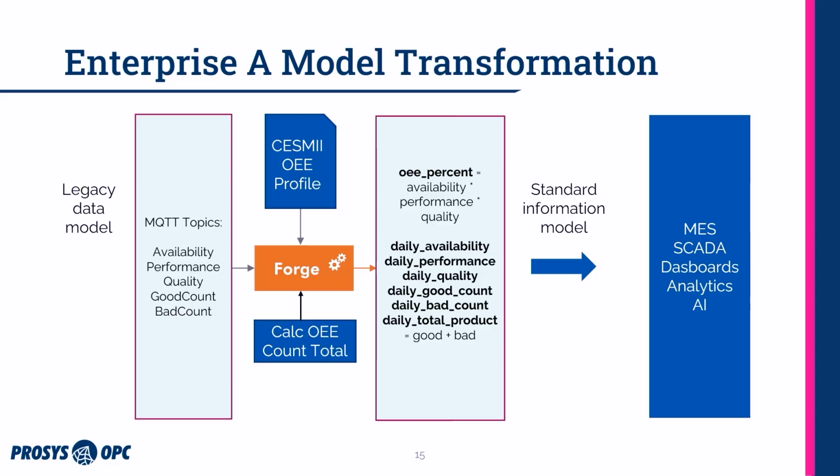Here are more details about the transformation. The MQTT topics that are available are called availability, performance, quality, good count, and bad count. But we noticed that the CESMII profile actually requires also a sum of, or the overall OEE as a percentage. So we had to calculate that ourselves. That information was not available originally. On the other hand, we noticed that the total count that the CESMII profile requires is not available, so we can calculate that. And now this standard information model can be made available. And let's see if I can show you how that is configured in practice.